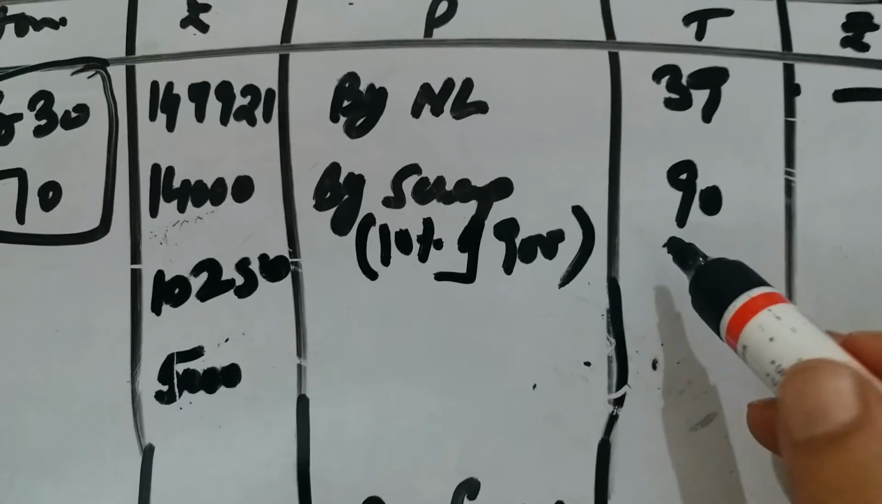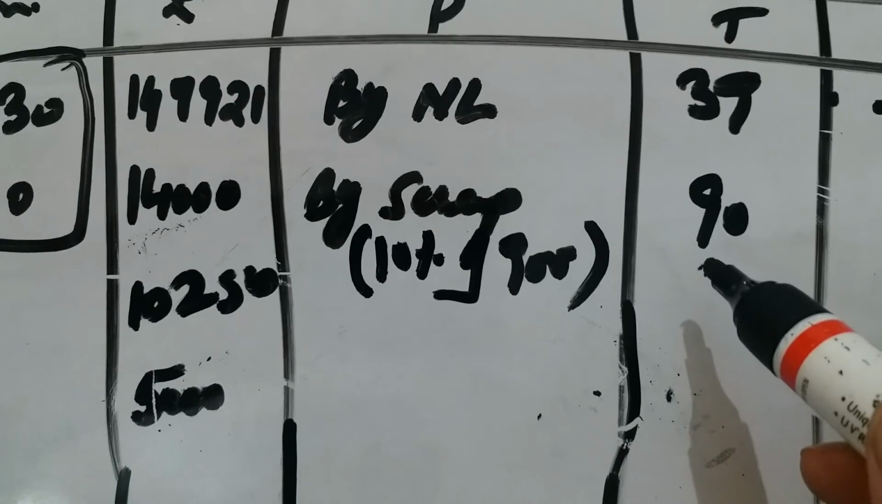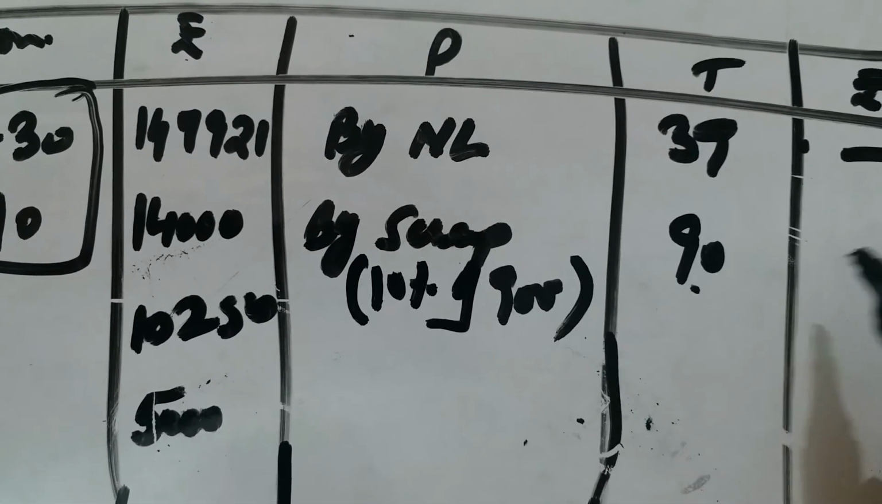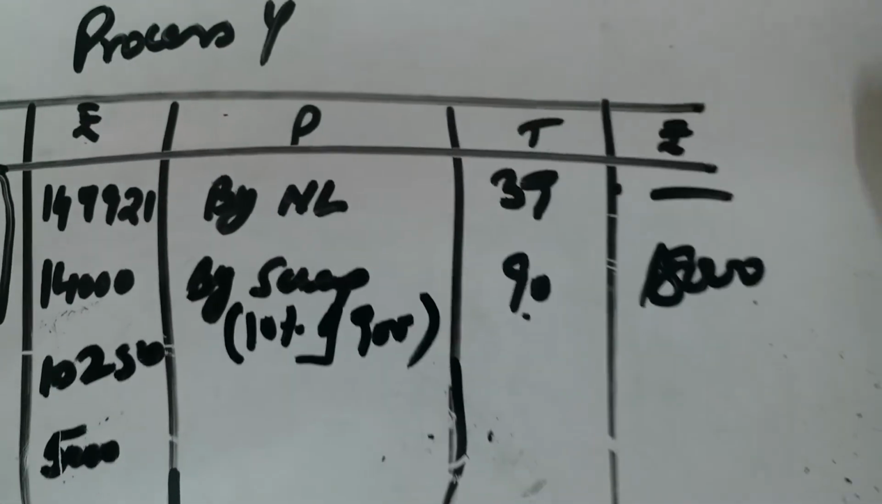So, and the realizable value of the scrap in this case is given. How much is the realizable value? It is given, process Y is 200 per ton. So multiply this with 200 and we have 18,000 rupees in the rupee column.